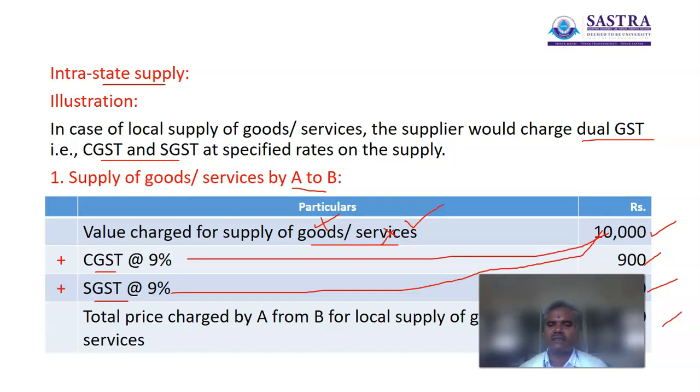So this 900 will go to the central government. This 900 will go to the state government. That's all. This is the value of intrastate supply. You see.